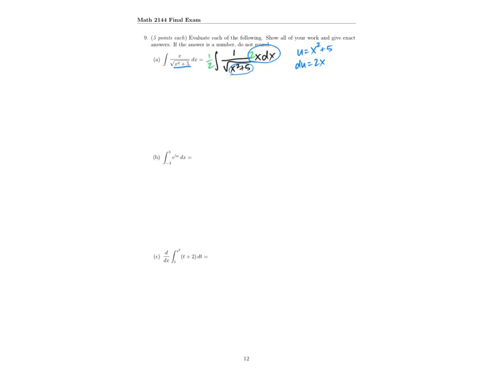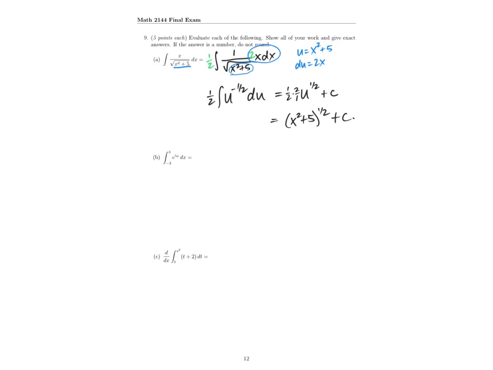So now I'm ready to do my substitution. I have 1/2 integral of u to the negative 1/2 du. And then I can integrate that. I can find an antiderivative by adding 1 to the exponent and dividing by the new power. So I'll have u to the 1/2 times 2 over 1 plus c. And so 1/2 times 2 over 1 is 1. So I get u to the 1/2. And what is u? u is x squared plus 5, so the answer is x squared plus 5 to the 1/2 plus c.